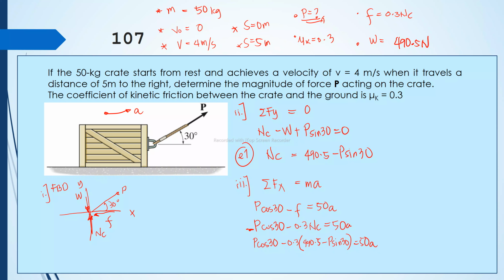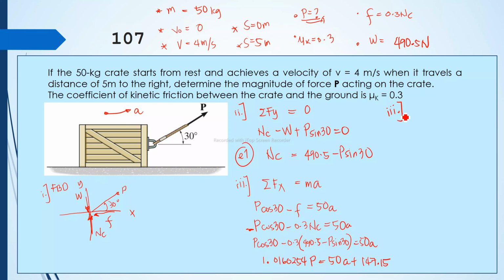So simplifying, we will have 1.016025P is equal to 50A plus 147.50. Next, we apply this to the next part.